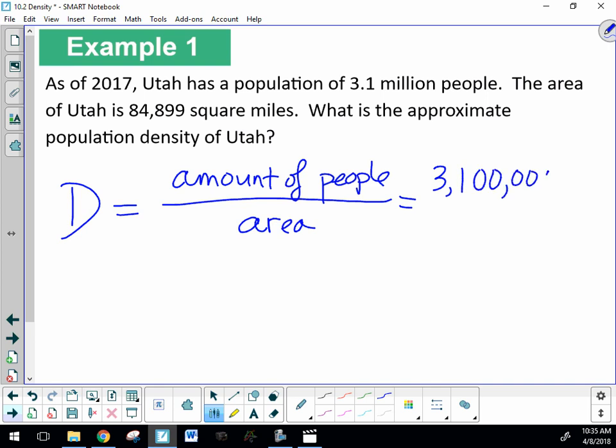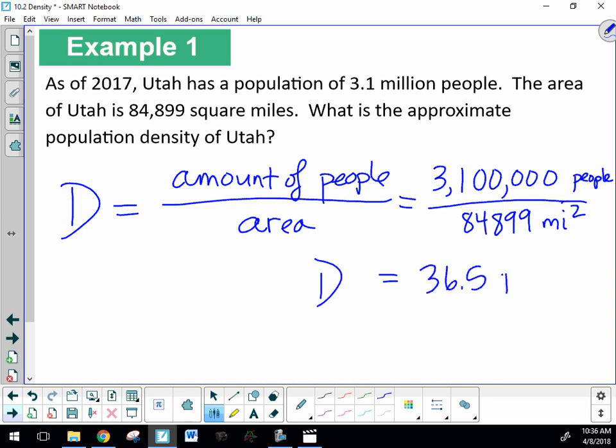So for the case of Utah, that will be 3,100,000 or 3.1 million people. And we're going to divide that by the area of Utah, 84,899 square miles. So if we divide that, we find that Utah has a density of 36.5 people per square mile.